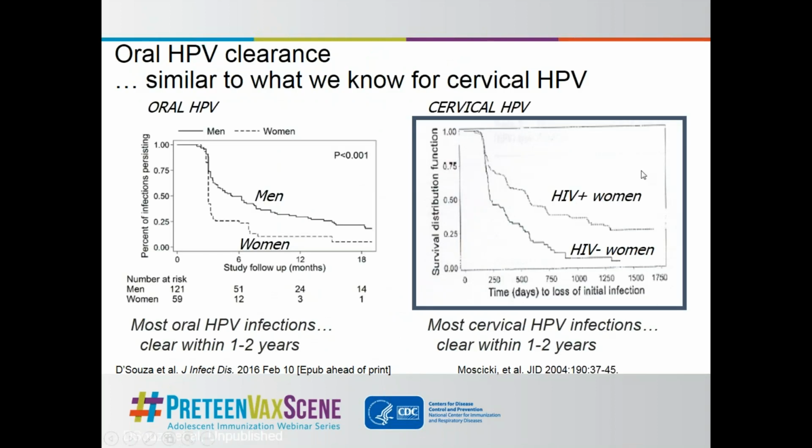And I've put up a little curve here from a different cervical HPV study that happened to be comparing HIV positive and HIV negative women. But it's the same idea, just to show you that most people who have a cervical HPV infection clear it quickly within a year or two. They clear that cervical HPV infection. And we see the same thing for oral HPV infection, that most people who become exposed clear it on their own within a year or two.